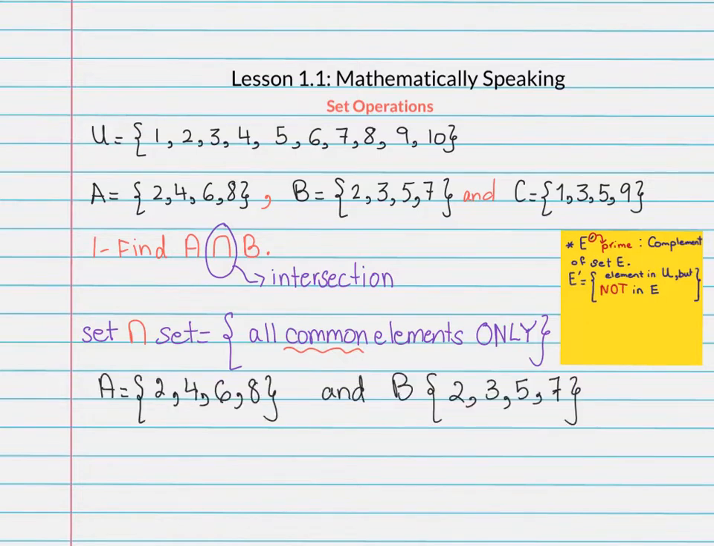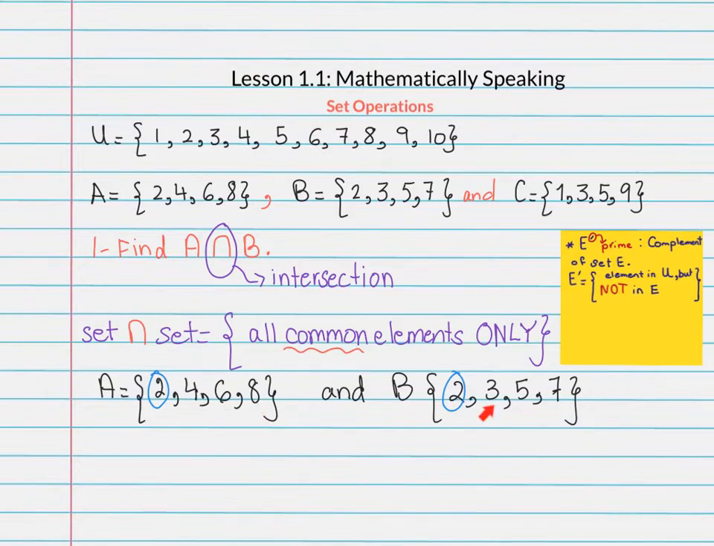Now I'm going to circle the elements that are common between A and B. So 2 here is common between A and B. 4 is only found in A, I cannot see it in B. 6 is only found in A. 8 is only found in A.